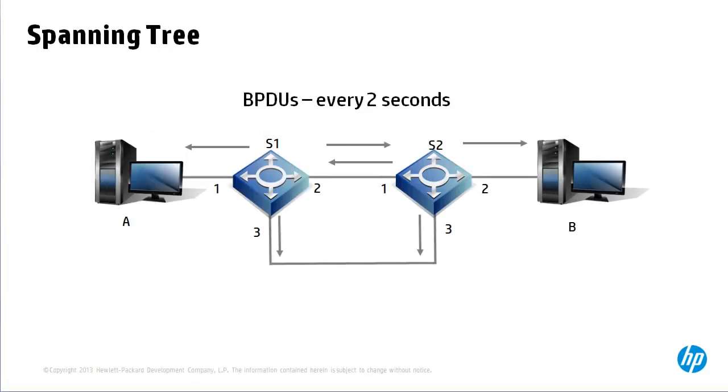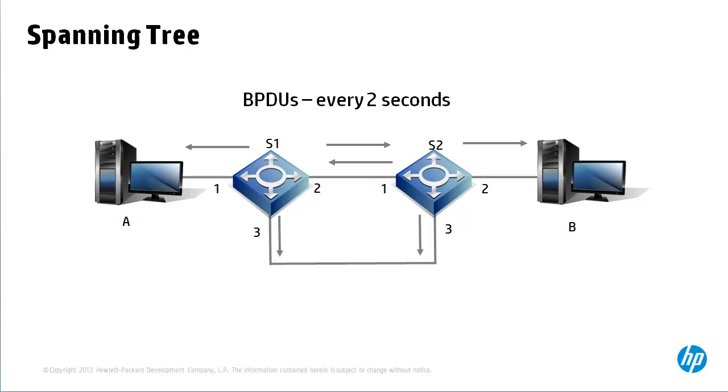Now, how do switches learn about one another? As mentioned, bridge protocol data units or BPDUs are sent out of all ports on HP switches by default every 2 seconds. So the switches will learn about each other when they receive BPDUs on their ports.